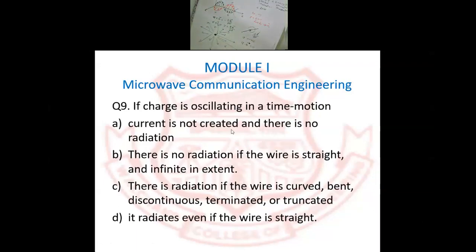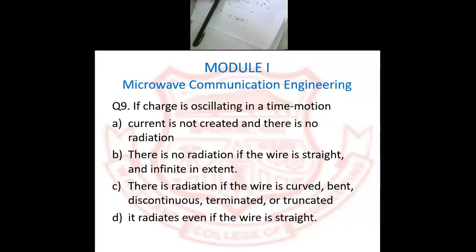Now this one is the next one. If charge is oscillating in a time motion, that is about a charge Q. Charge is oscillating. Now, charge is oscillating means what? We have a given particular wire and this charge Q. We say that charge Q is oscillating in this direction and this direction. In both directions it is oscillating, forward and backward, like so. Charge is oscillating in a time motion.